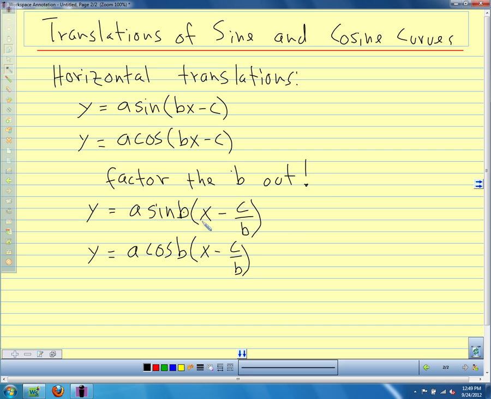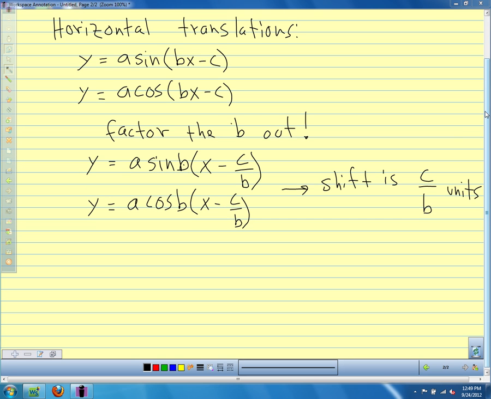And once we have our function in this form, the shift is c over b units. That's going to shift our function left or right by c over b units. And depending on whether c is positive or negative tells me if I shift right or left. Our period is still 2 pi over b. The period of these functions is still 2 pi over b.